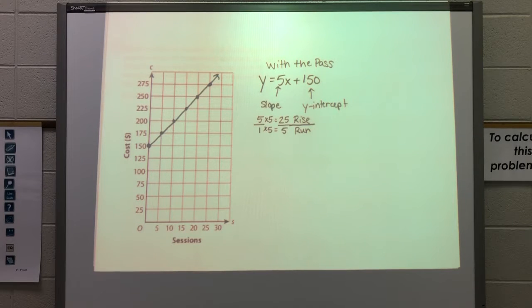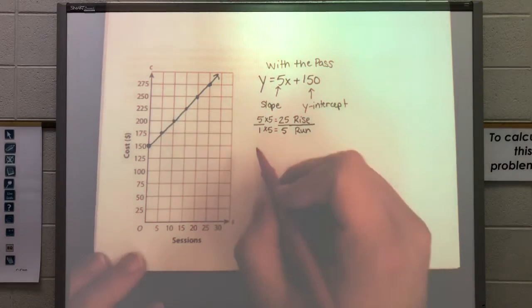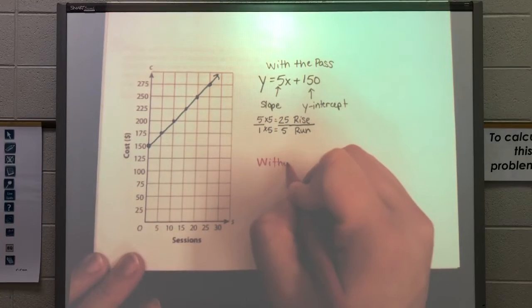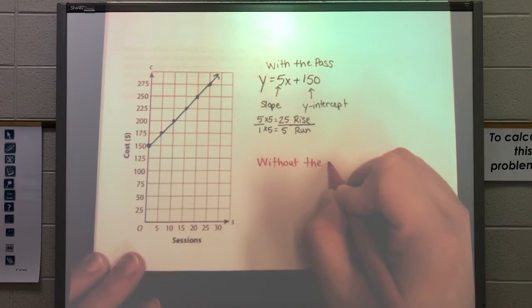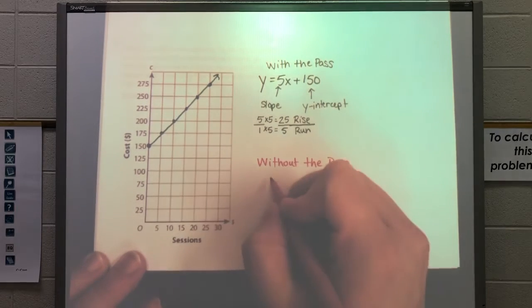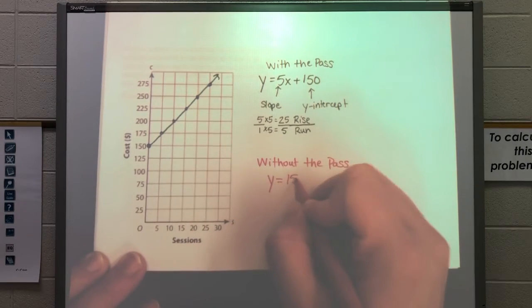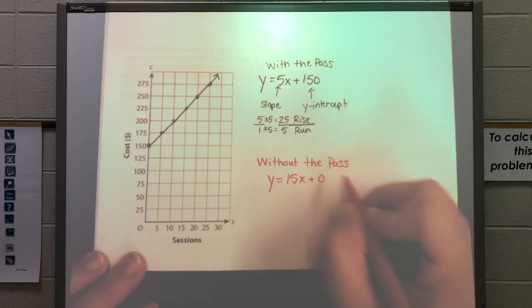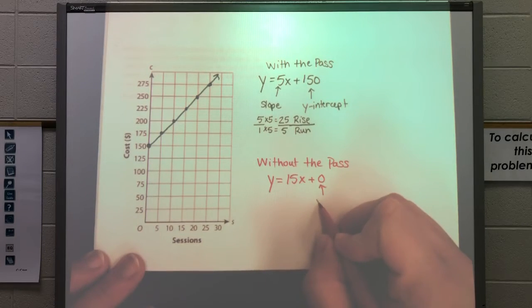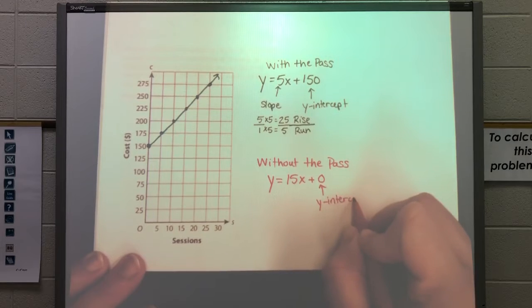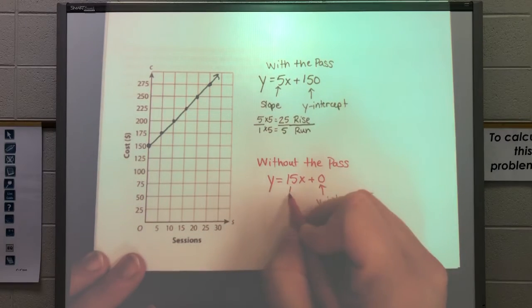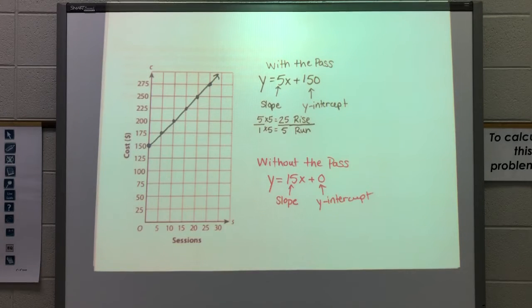Now, the other equation, which is without the pass, we said that that was just y equals 15x. Well, there's an understood to be plus 0 there, so we're going to start at the origin. That's my y-intercept. And this is my slope. But again, it's tricky because you don't go up 15. So we have to figure out, well, how much do I actually need to go up to fit it on the graph in the right spot?